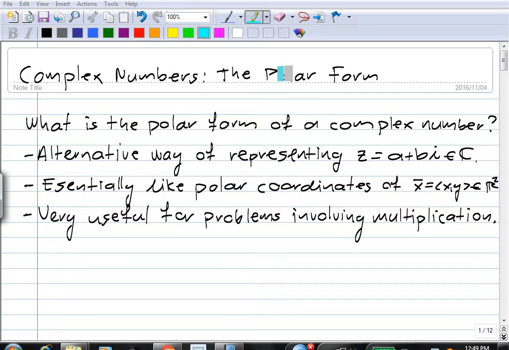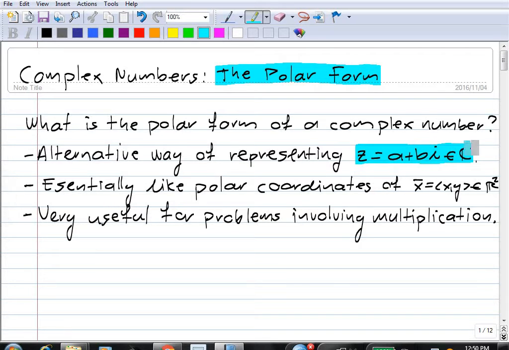Hello. In this video I want to talk about the polar form of a complex number. So now what is the polar form? Well, it's just a different way of representing a complex number, right? So at the moment we have the standard form for a complex number, z is a plus bi. And the polar form is just a different way of representing a complex number.